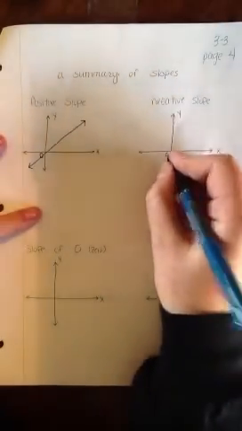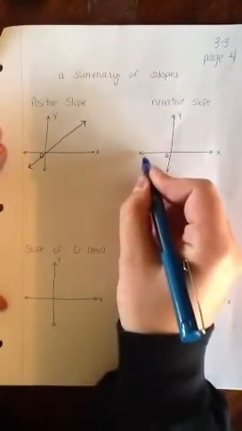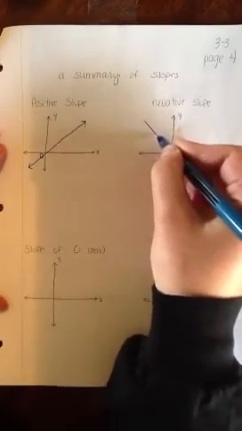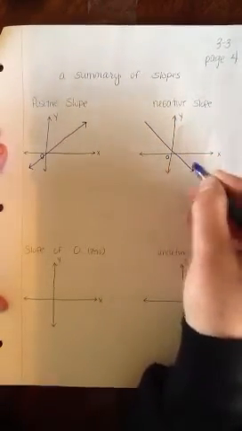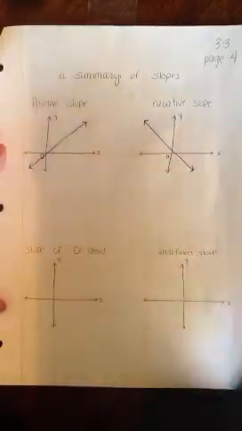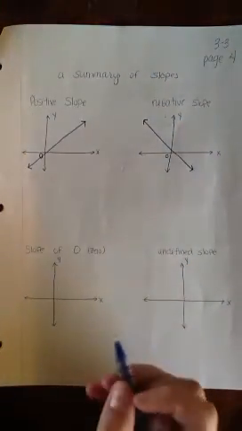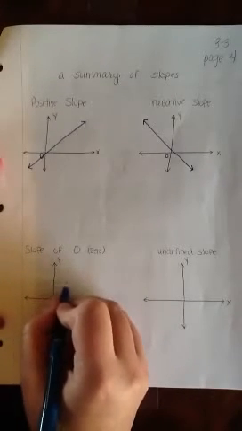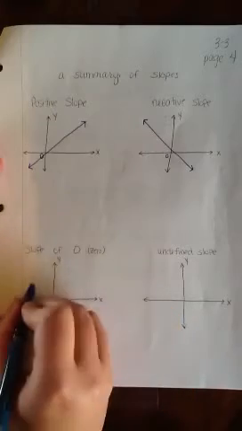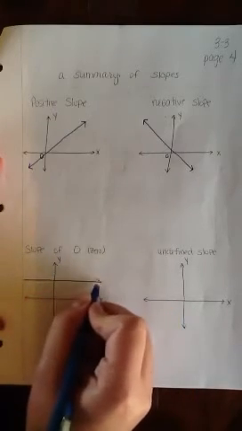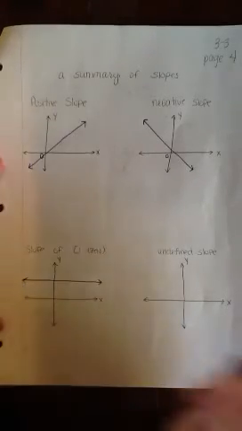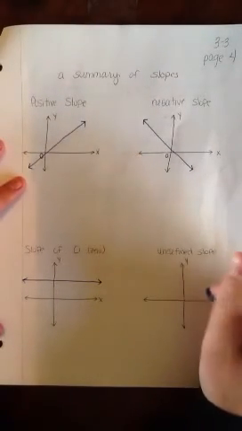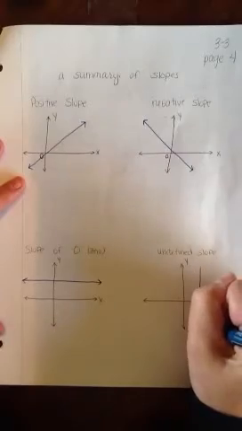For a negative slope, the opposite happens. As I move from left to right, my y values come down. Looks like something like this. Okay? Now a slope of 0, we decided, is something that doesn't rise, but it runs constantly. So it is a horizontal line. And an undefined slope is something that rises constantly but has no run. So it is a vertical line.